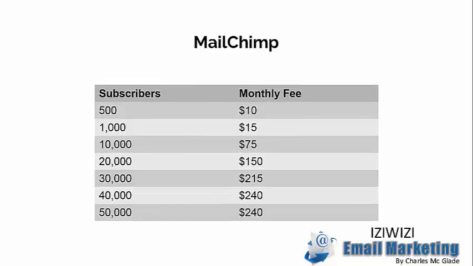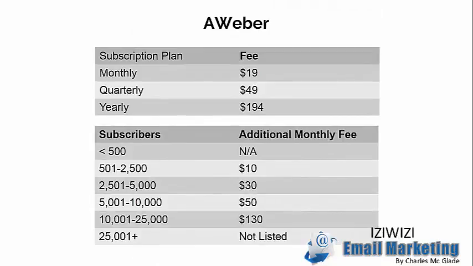Now, as you can see from this slide on Aweber, their fee structure is slightly different. Regardless of how many subscribers you have, you pay a monthly, quarterly, or yearly fee, and you can see it's $19, $49, or $194 respectively. But on top of the fee, you also have to pay an additional monthly fee depending on your number of subscribers. So you can get up to 500 subscribers included in your monthly fee. But after that, the prices do go up.